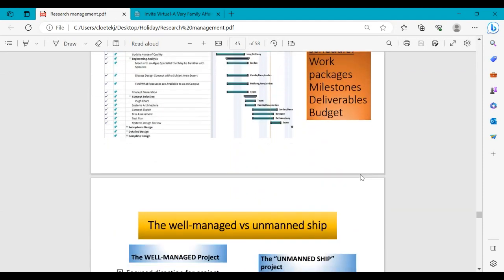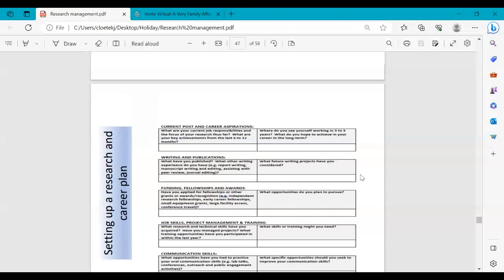Now, people use, let me just check how much time we still have.